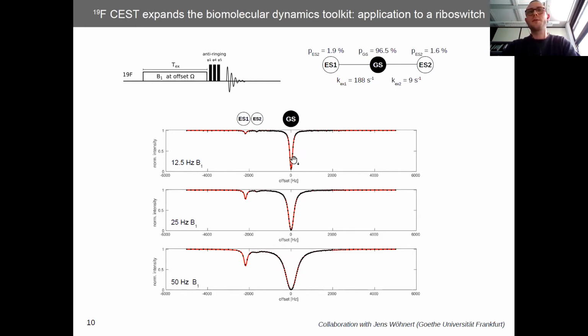And if you do that, of course, at the ground state position, you get saturation of your peak. And then if you have excited states, then at these positions, you'll also get saturation. And here we recorded 3 different CES profiles at 3 different B1 fields and fit them all together. So this is real data. The error bars are quite low. It works like a charm. And you can then fit it together and extract populations here below 2% and quite different exchange rates, actually. So we now apply this to different systems in our lab, and this is a really nice experiment as well.